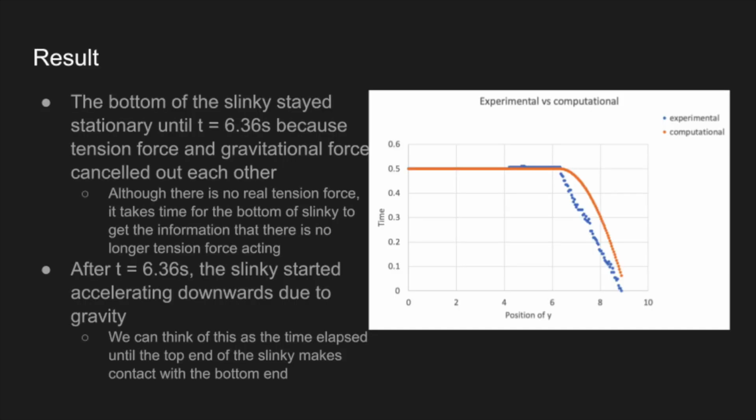So as a result, the bottom of the slinky stayed stationary until t equals 6.36 seconds because tension force and gravitational force canceled out each other. Although there is no real tension force, it takes time for the bottom of the slinky to get the information that there is no longer tension force acting upon it. And after t equals 6.36 seconds, the slinky started accelerating downwards due to gravity, and we can think of this as the time elapsed until the top end of the slinky makes contact with the bottom end.